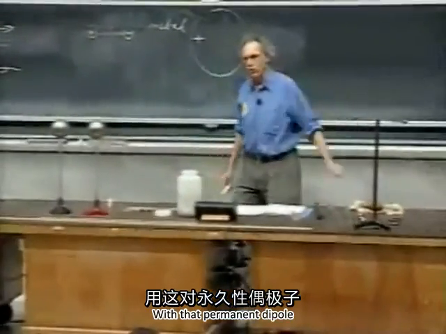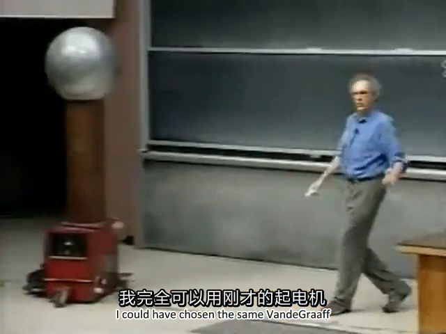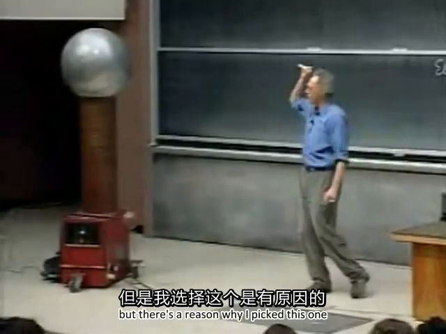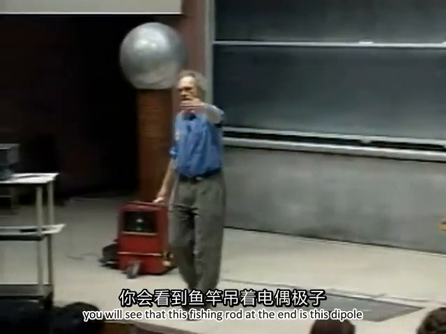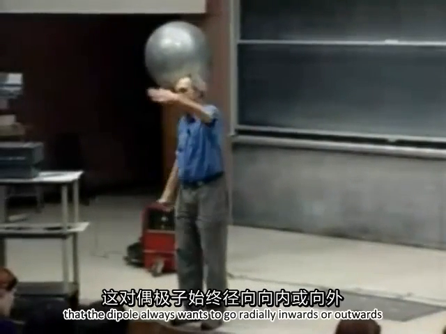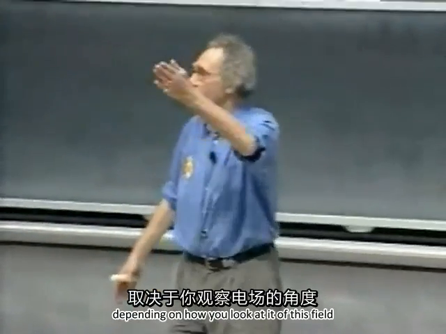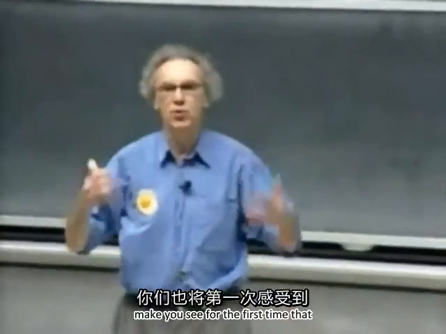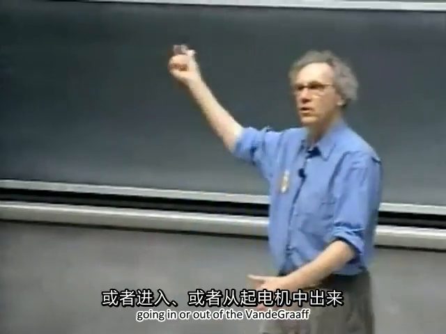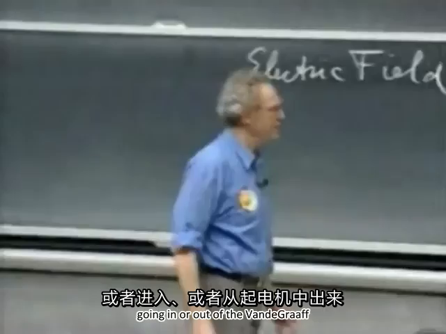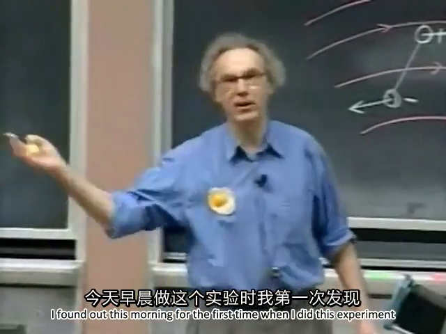With that permanent dipole, I'm now going to probe the electric field around this Van de Graaff. I could have chosen the same Van de Graaff, but there's a reason why I picked this one. And as I walk around this Van de Graaff, you will see that this fishing rod, at the end is this dipole, that the dipole always wants to go radially inwards or outwards, depending on how you look at it, of this field. So I can probe this field and make you see for the first time that there is indeed somewhere here a strong radial field going in or out of the Van de Graaff. And now comes something very interesting, which I found out this morning for the first time when I did this experiment.